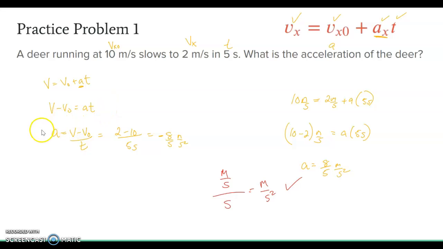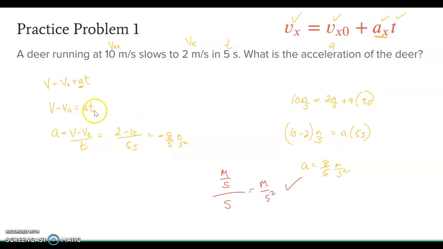If we're solving for the acceleration, I prefer to algebraically solve for whatever variable I'm looking for first, and then put the numbers in. So I've got my raw equation. I'm going to rearrange by bringing the v naught term over and then dividing by time to get a, dropping in the numbers, and I get an answer.